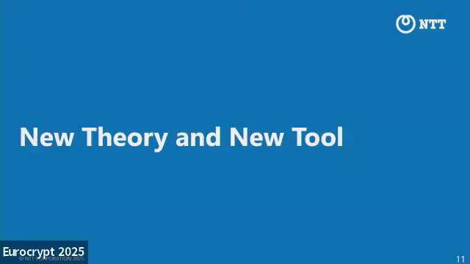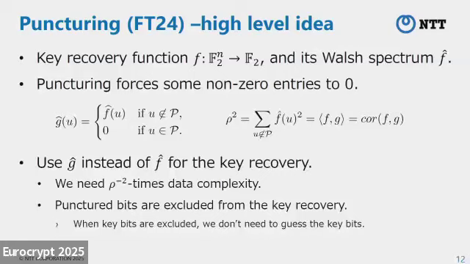OK, so now, new theory and new tool. We use puncturing. We proposed this technique at Eurocrypt last year. The time is limited, so I only express the high-level idea. First, we have a key recovery function f, which is a Boolean function. The core of the puncturing analysis is that we focus on the Walsh spectrum of f instead of the Boolean function f directly. And we just force some non-zero entries of the Walsh spectrum to 0.